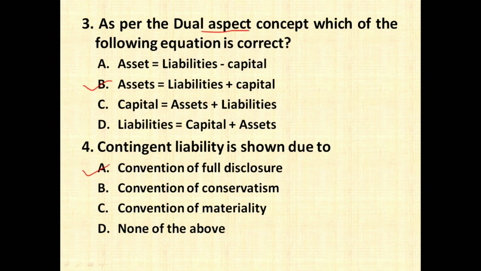Convention of materiality also is related to contingent liability, because materiality convention says that all the material facts should be disclosed in the books of account, that is the information which is important and material in nature to a particular business should be recorded in the books of account. So the exact answer is going to be convention of full disclosure. If this option would not have been given, we could also have written the answer as convention of materiality.